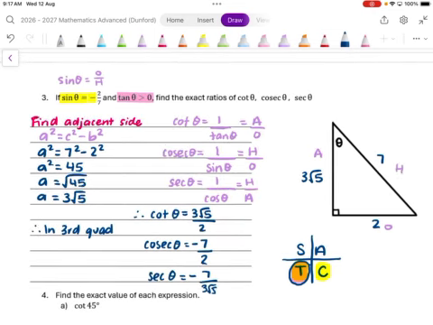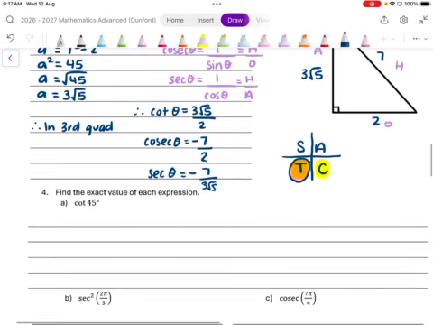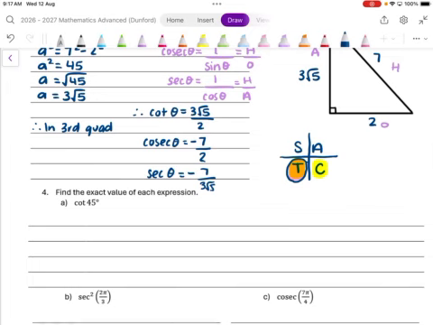Okay. We can also rationalise that if we wanted to, or we can leave it like so. Any questions on that example? No? Okay. The next example that we have is to find the exact value of each expression.